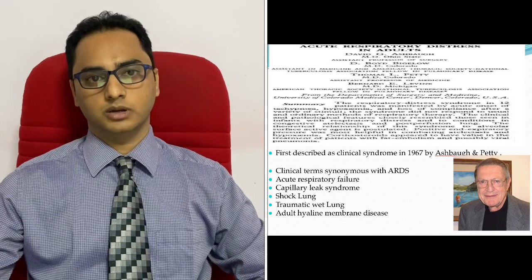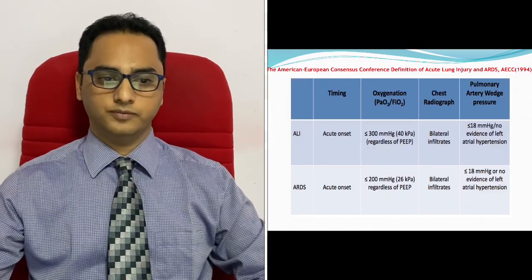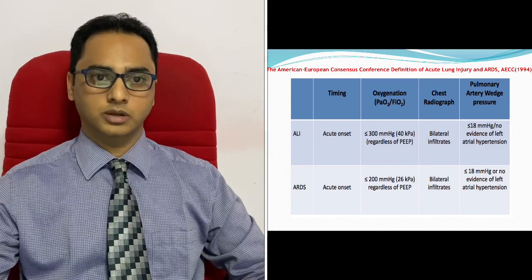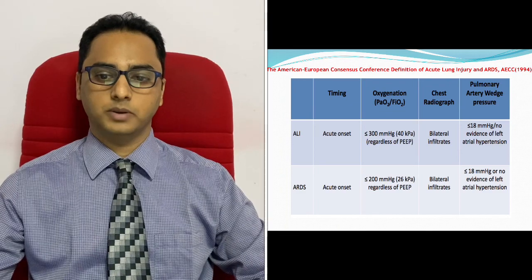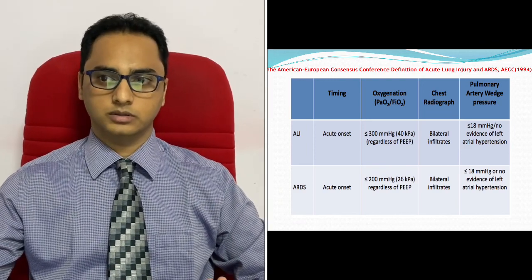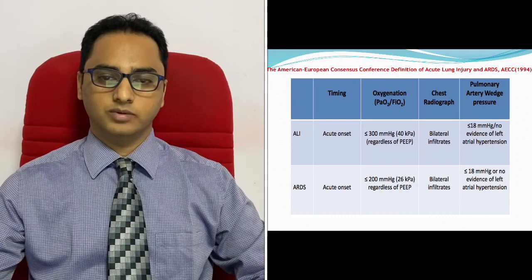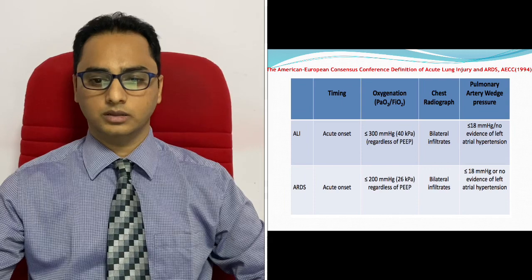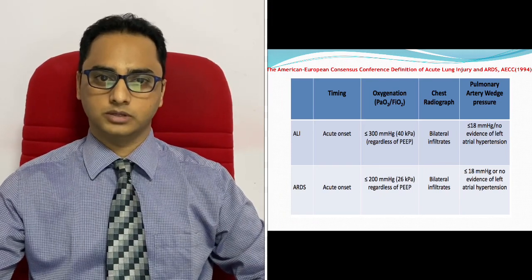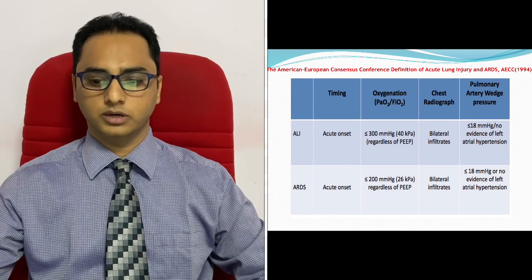If you see the previous terminologies, they tried to coin each one just based on the pathophysiology of ARDS. But the first official definition we got was from AECC 1994, the American European Consensus Conference. As I said, it's a non-cardiogenic pulmonary edema. They used pulmonary artery wedge pressure as a criterion. Depending upon the PaO2 by FiO2, they classified it as acute lung injury and ARDS. Someone with a PF ratio less than 300 was called acute lung injury, and someone with a PF ratio less than 200 was called ARDS. The common criteria were bilateral infiltrates and pulmonary artery occlusion pressure, or pulmonary artery wedge pressure, which reflects left atrial pressure or left ventricular end diastolic pressure. If it is less than 18 millimeters of mercury, they excluded cardiogenic pulmonary edema.